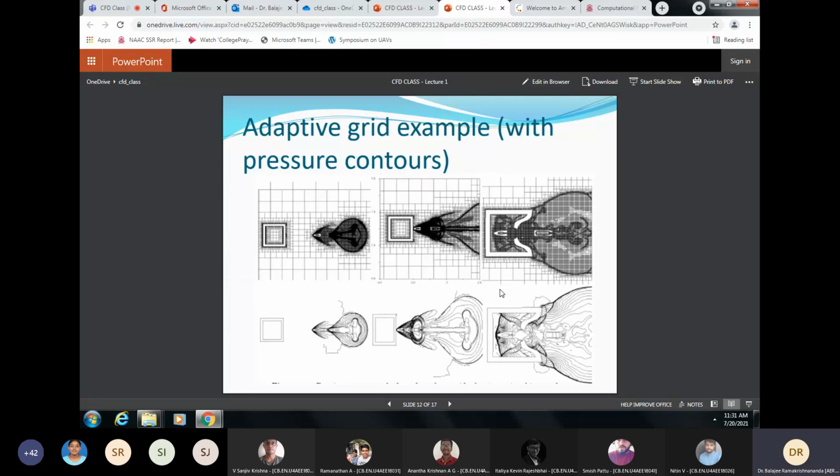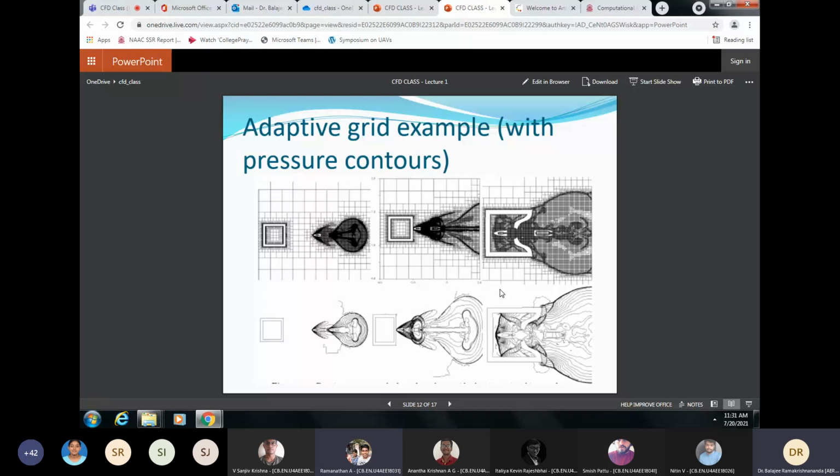Any doubts so far from anyone? Sir, from this example, can you tell how adaptive grid is being used? Sir? In the sense, again, just for clarification. Yeah. Who is this? Ramanathan?